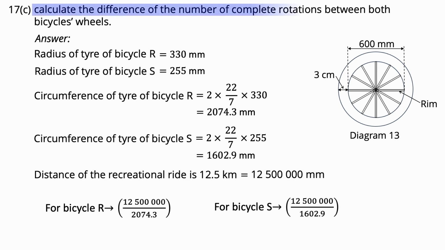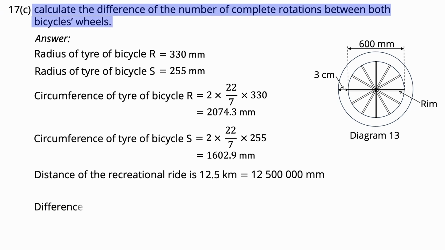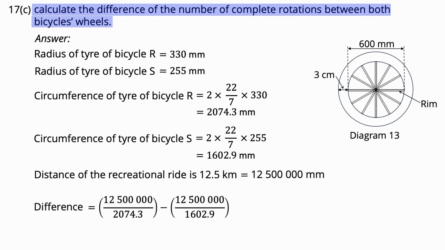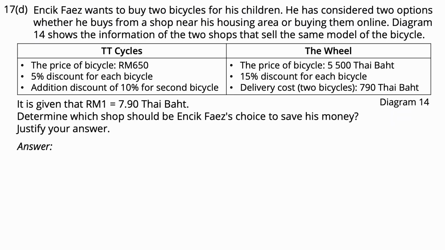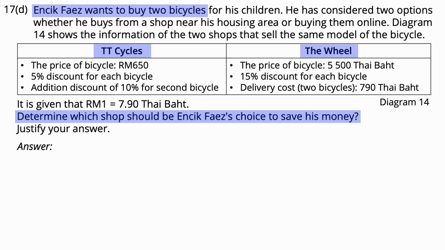Calculate the difference of the number of complete rotations between both bicycles' wheels. The difference is 1,772 rotations. D. Insyaphah wants to buy 2 bicycles, and he has 2 choices: TT Cycles, a local shop, or The Wheel, an online shop. Determine which shop Insyaphah should choose to save his money.